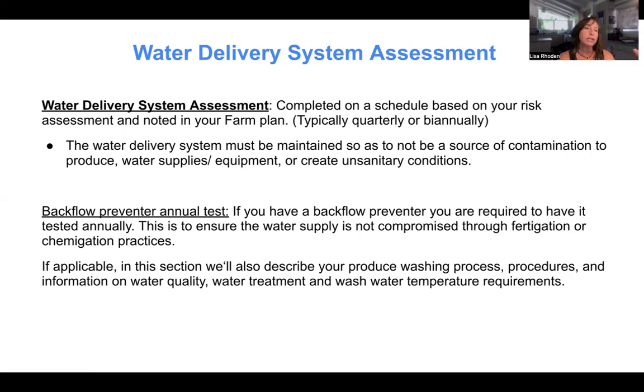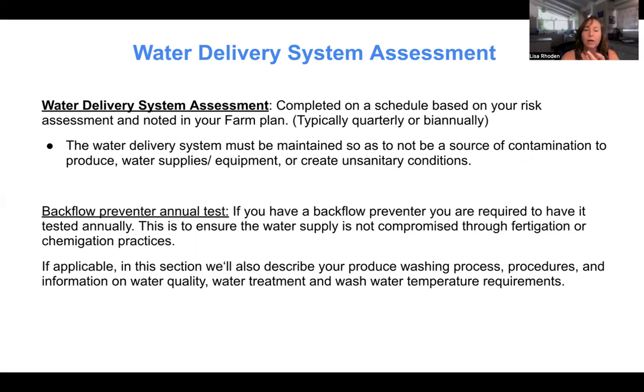This is something that you get to decide how often you want to do. You're going to complete this based on the schedule that you determine is sufficient. So this is, again, part of the risk assessment, thinking about how much risk is there in your operation and how often do you then need to go look at your system? You want to make sure that what you're doing is meeting the requirement here, which is that the delivery system is maintained, right? So we want to make sure that we are keeping up on any type of infrastructure maintenance that needs to happen to ensure that our water system's contamination is reduced as much as possible.